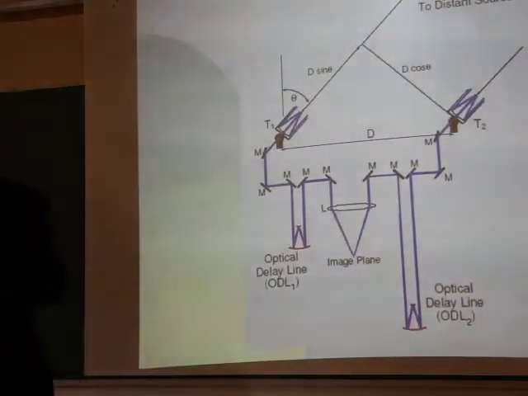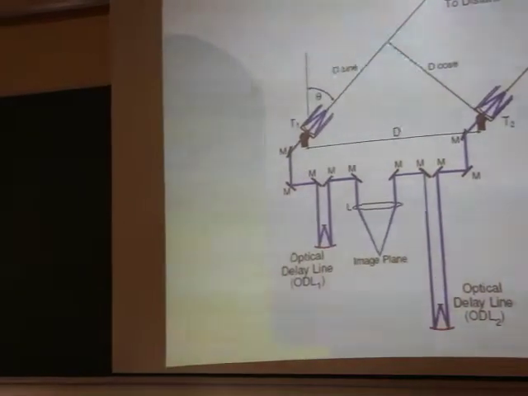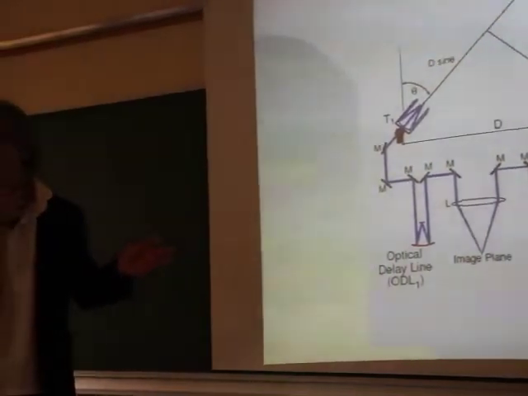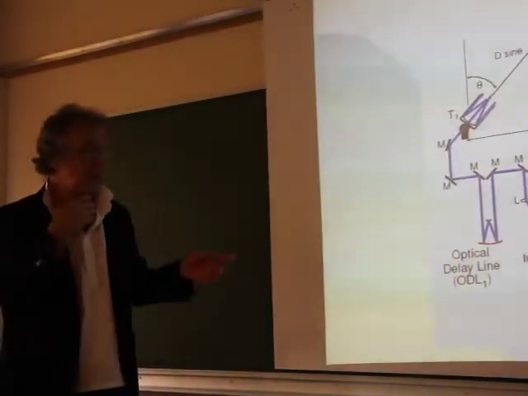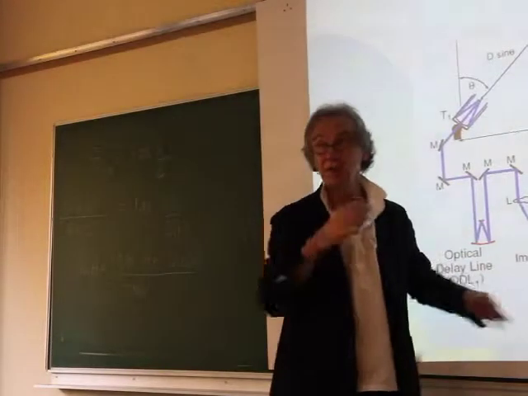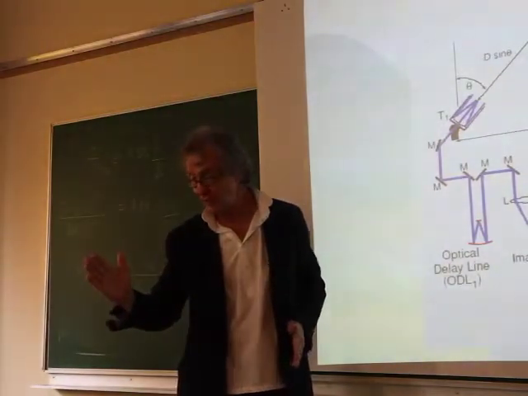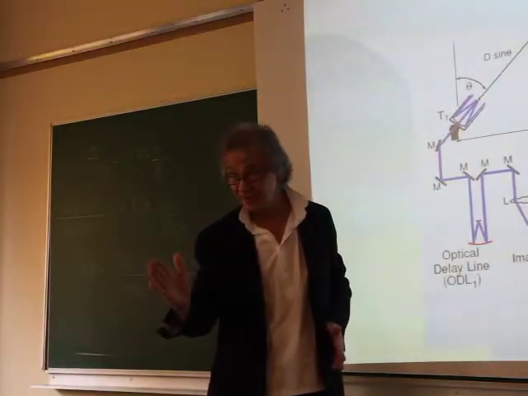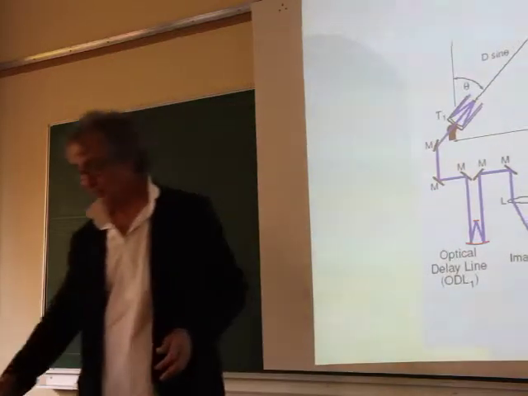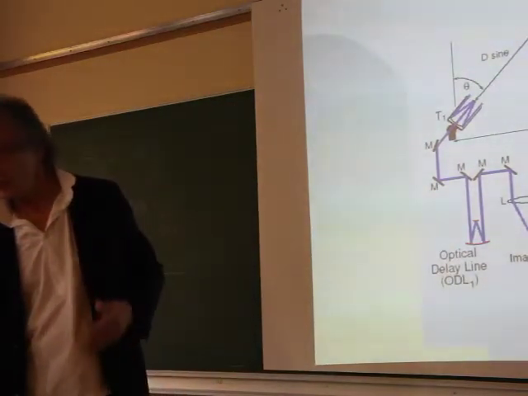This is known as an optical delay line. And this goes very fast. The mirror moves really in real time. It's very fast. So you see the difficulty.